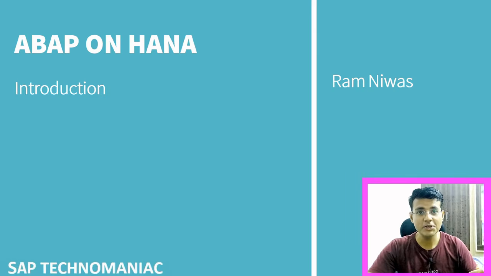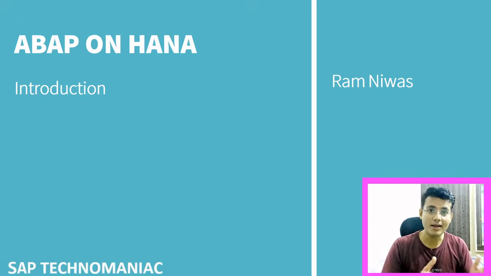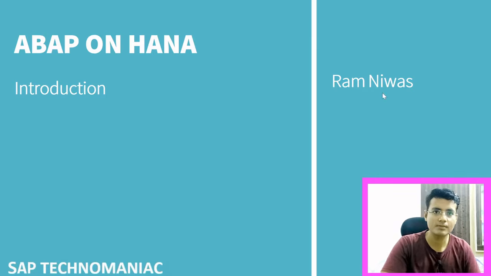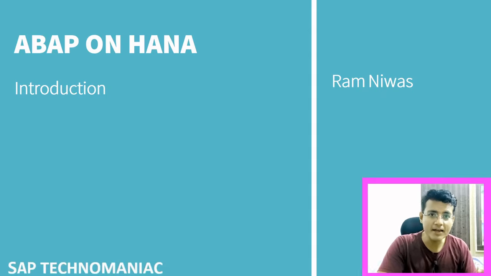In this video series, we will learn about ABAP on HANA. In this video, we will see why SAP came up with the HANA database. Let's get started. As you are already aware, we have the three-tier architecture: presentation layer, application layer, and database layer.